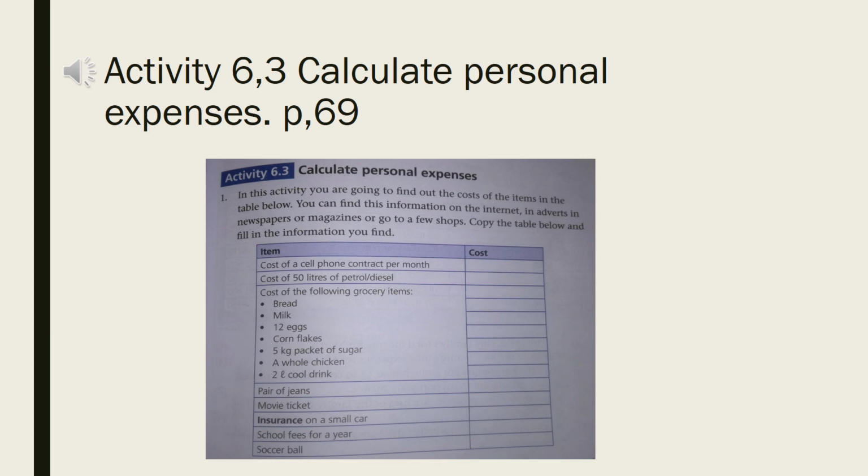This activity, you're going to do it in your workbook. I've also posted the activity on Google Classroom. You copy down the table. You're going to look for the prices of those items listed there. You can check them on the internet, or you can just simply ask your parents. Some, like bread, you always buy bread, so you already know how much a bread costs. Two liters of cool drink, most of you know how much it costs. Or you can estimate those prices. Please do the activity.